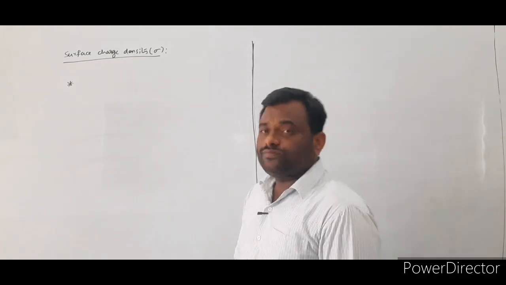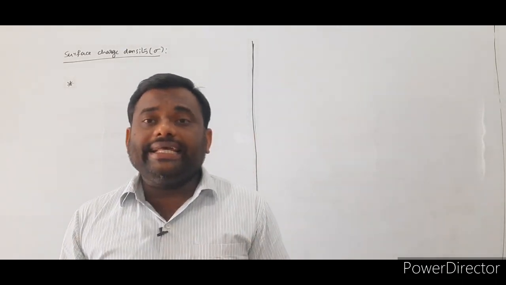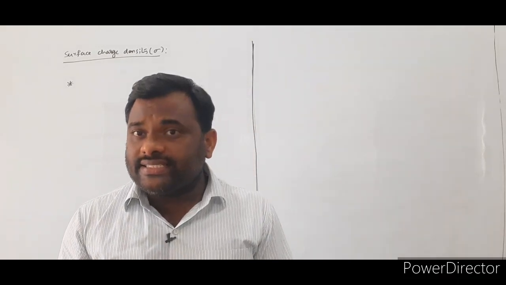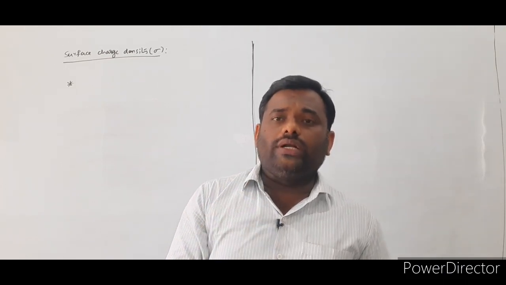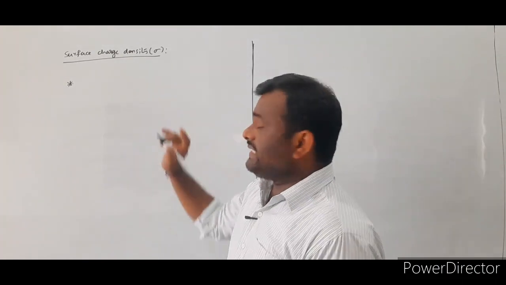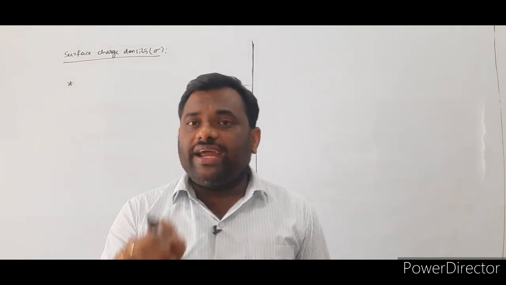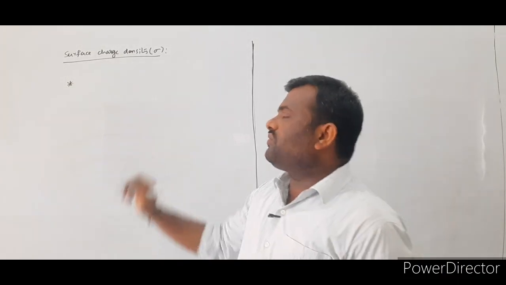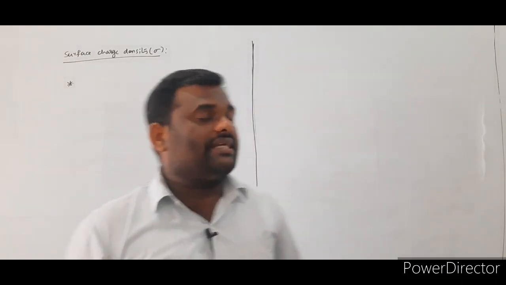See here, surface charge density. Already in the case of linear charge distribution, to find the electric field intensity produced by linearly charged objects, we defined one physical quantity. What is that? Linear charge density. In the case of surface charged objects also, for finding the electric field intensity produced by them, we need one more physical quantity. What do we call it? Surface charge density.